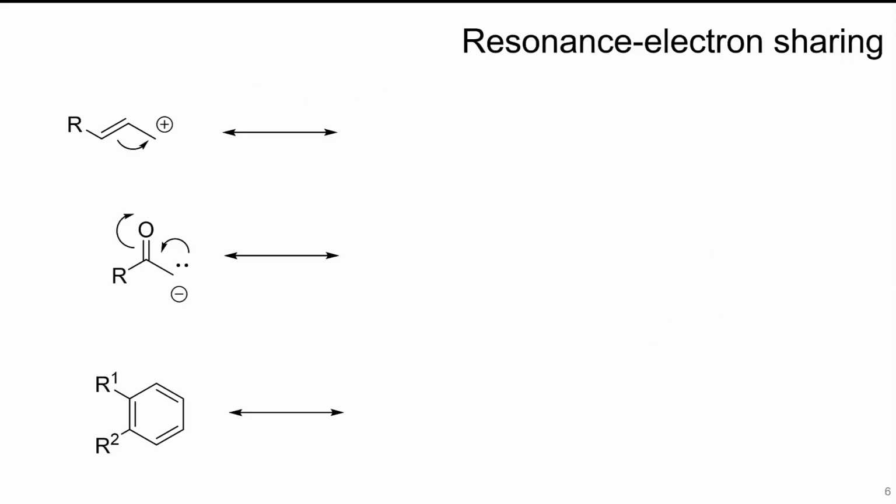There's lots of different representations with resonance. If you remember, resonance is a different way to show electron movement by pushing electrons around, usually around pi bonds or if there's carbocations involved. So for this particular resonance structure, if these electrons move here, this would be the resulting resonance structure.